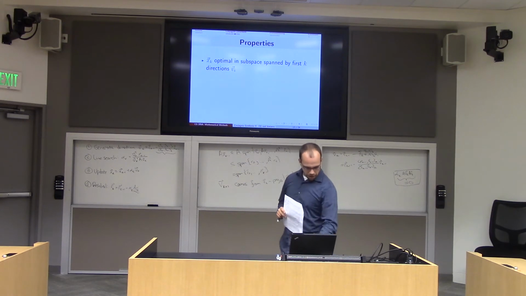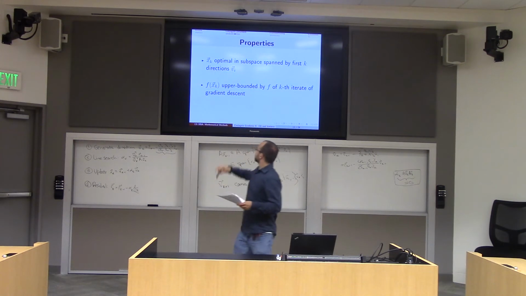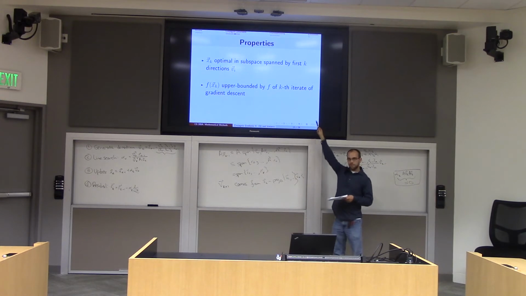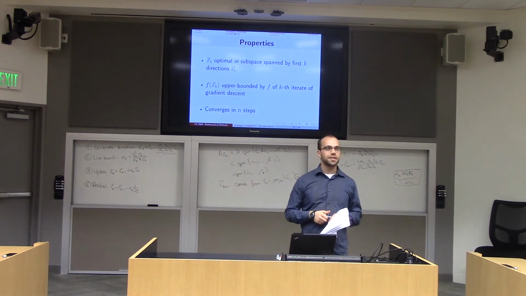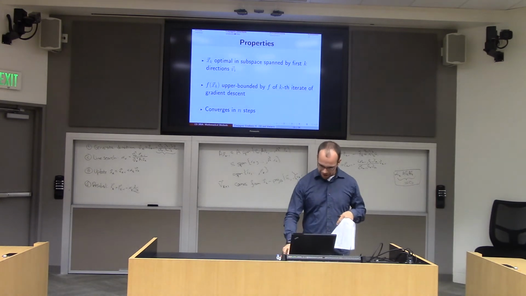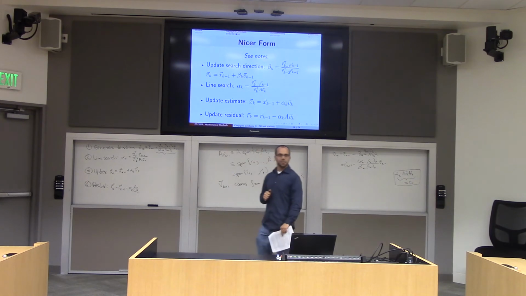Okay, what else do we know? Well, we know that f of xk, remember we had this quadratic form, is upper bounded by f of the kth iterate of gradient descent, and that is just a consequence of the first statement. Because the kth iterate of gradient descent is also in that subspace, but we didn't prove that it's optimal. And finally, we know that the algorithm converges in n steps because we were able to generate n conjugate directions. Very cool.